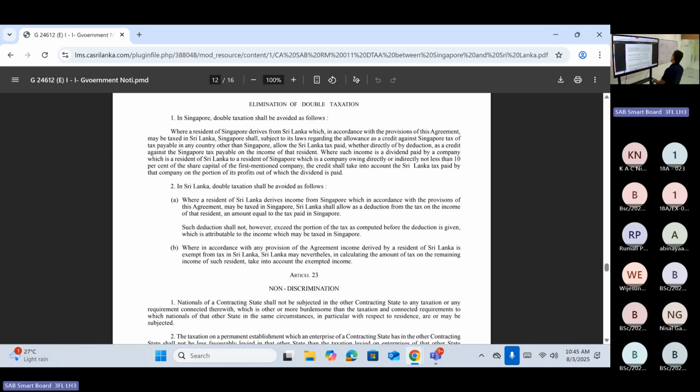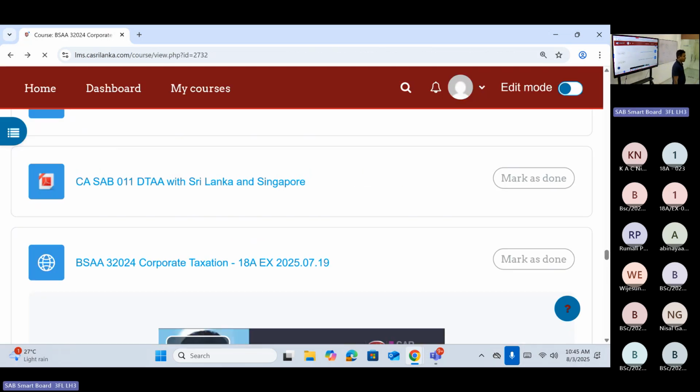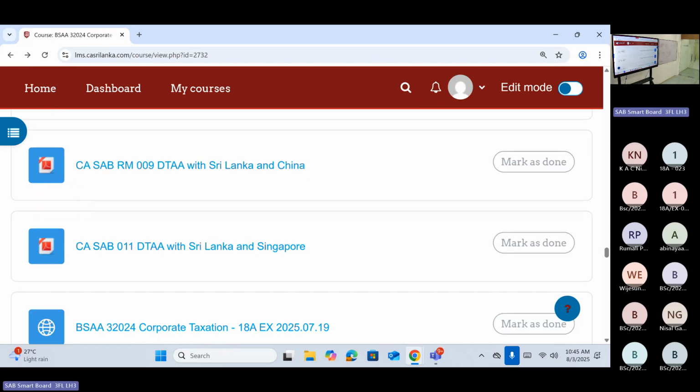Right. So with that, DTA is finished. Non-resident tax liability is completed. Right? So we'll look into some questions. And especially that group assignment is based on non-resident tax liability.